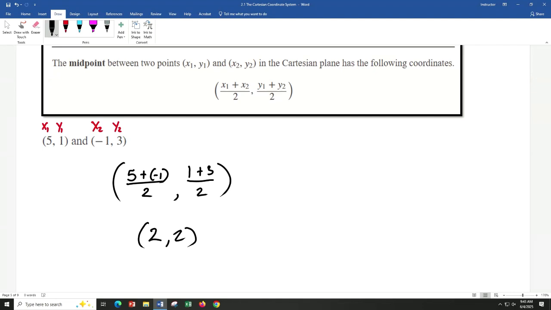So if I graph both those points, (5, 1) and (-1, 3), the point that would sit directly in between, like dead center between those points, okay, like here's one, here's the other, the point dead center would be (2, 2). Now, does that mean you're always going to get pretty numbers? No, but it's still a valid point, okay? That can help you out a little bit.